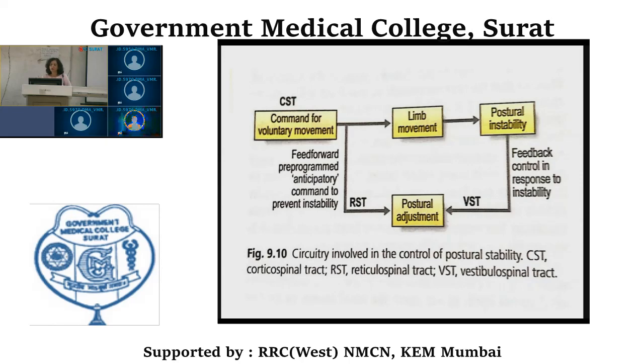Whatever action has to be performed by the alpha motor neuron comes from the motor cortex via the corticospinal tract. A copy of that is conveyed to the reticulospinal tract, and that is known as the feed-forward pre-programmed anticipatory command. And what is the advantage of that? It helps in preventing instability of the body posture.